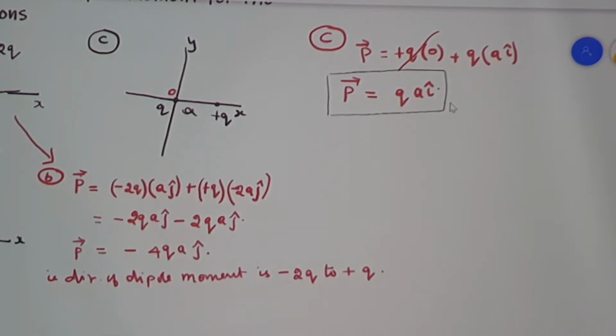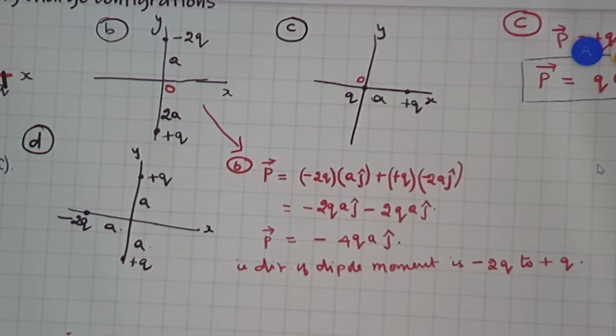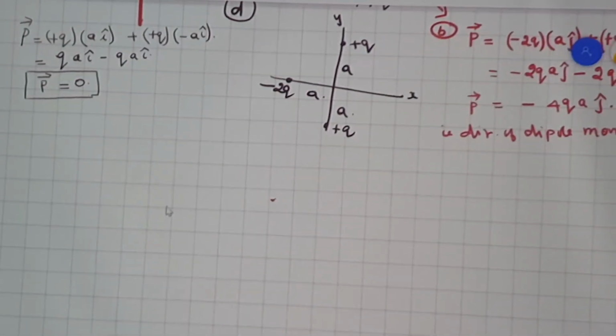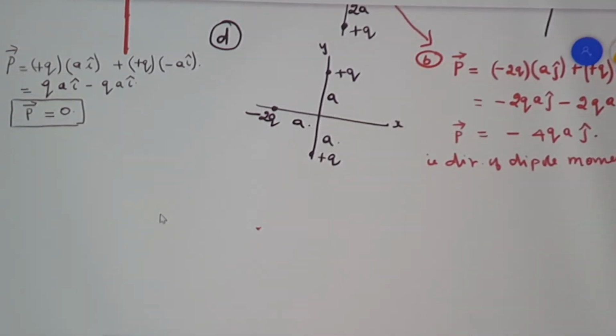Then the final one. Let us consider the fourth one. What is the fourth one? That is D. I am considering the answer for this D.